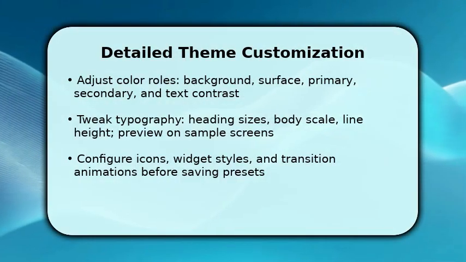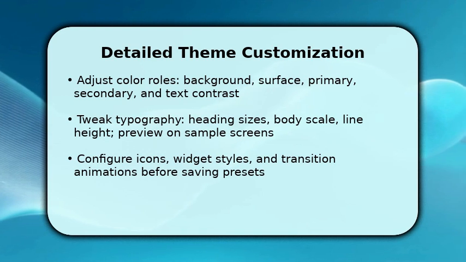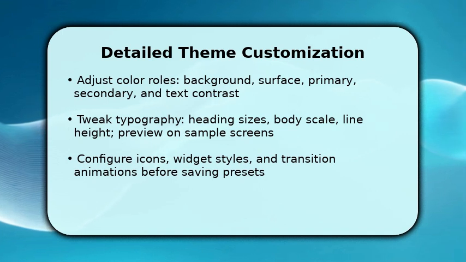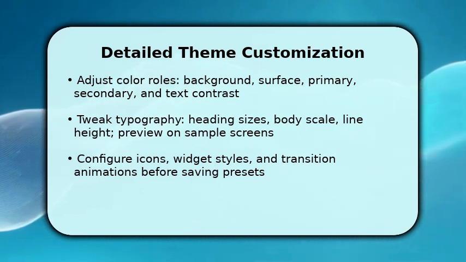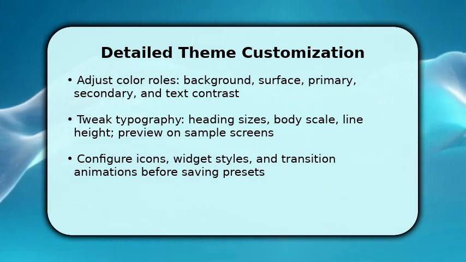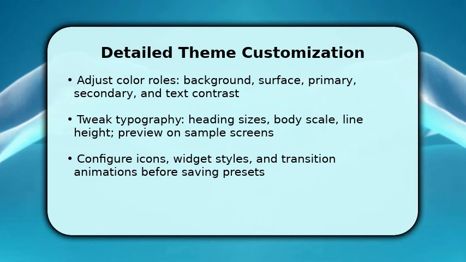You now refine the theme by assigning color roles. Map background, surface, primary, secondary, and text colors to ensure contrast ratios meet readability. After that, tweak typography, change heading sizes, body scale, and line height, and preview on sample screens to see real effects. Then, configure icon shapes, widget styles, and transition animations. These micro-decisions affect perceived speed and clarity. Once you finish adjustments, save as a named preset so you can revert or apply the exact look later.